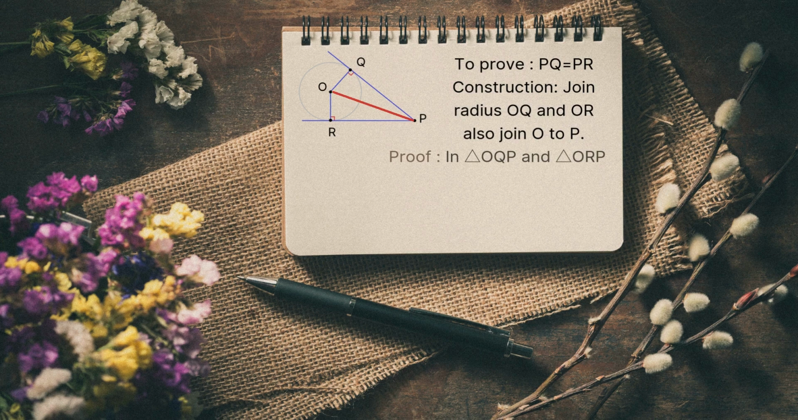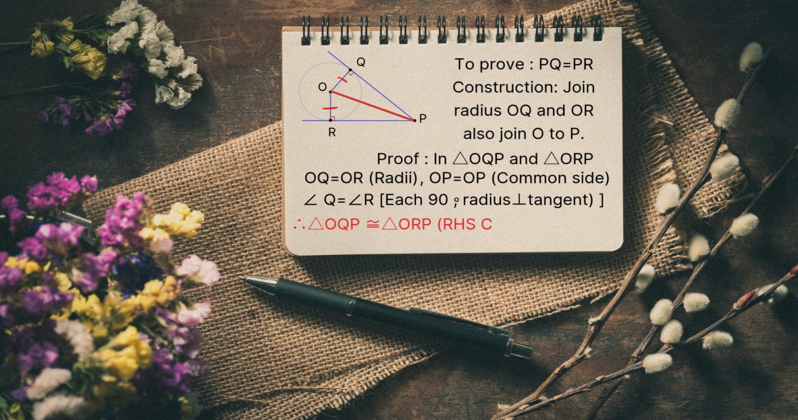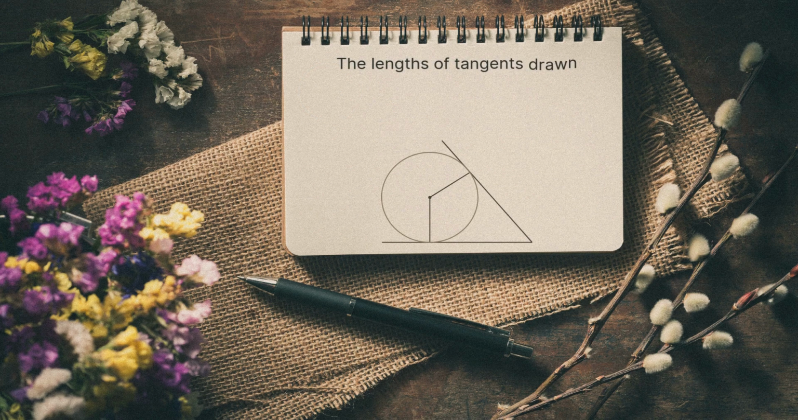Now in triangle OQP and triangle ORP, OQ is equal to OR because both are the radius. OP is common, and angle Q is equal to angle R because each is 90 degrees. Radius is perpendicular to tangent. So triangle OQP is congruent to triangle ORP by RHS congruence rule. Thus, PQ is equal to PR by CPCT. Thus, we have proved that the lengths of tangents drawn from an external point to a circle are equal.